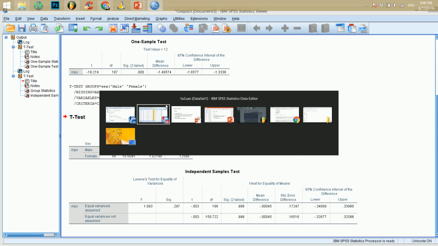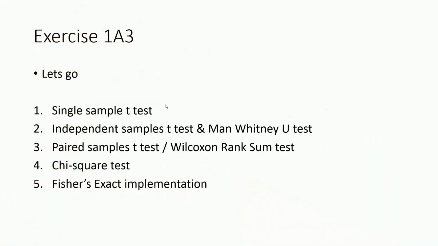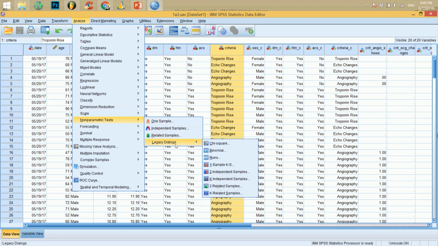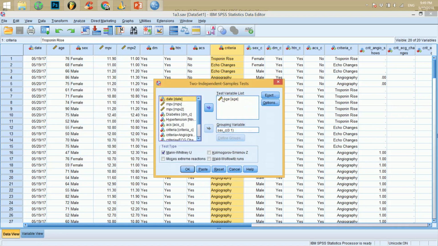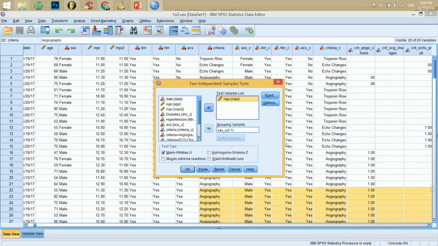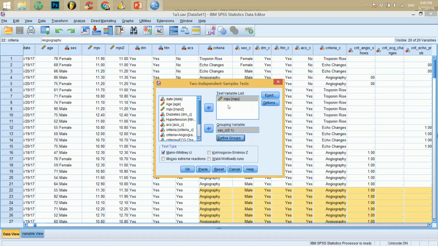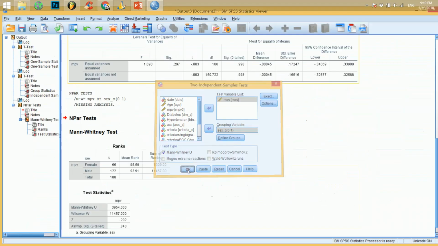Right, so let's get on and let's see the next test, Mann-Whitney U test. So this is for non-parametric populations. For this test, you need to go to Nonparametric Tests, Legacy Dialogs, and from here you need to choose two independent samples. And the rest is pretty much the same. You need to select the MPV in the test variable list, and then you need to select the grouping variable, which is in this case gender. We've already selected that here. In define groups, you need to mention the two categories. In this case, 0 represents female, 1 represents male. Once that is done, you need to select Mann-Whitney U and you need to select OK.